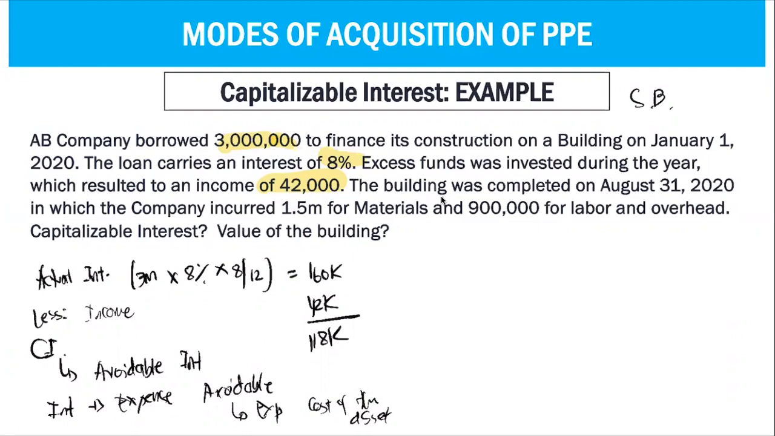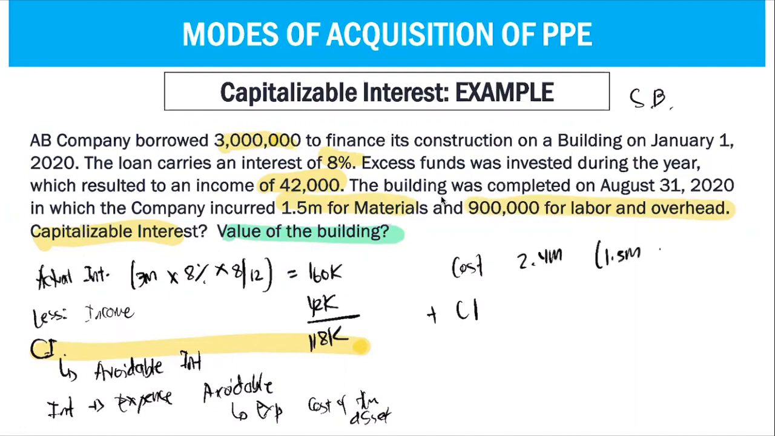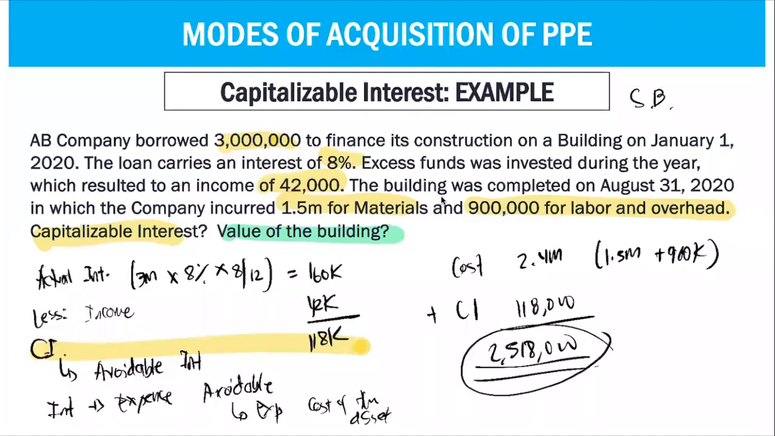So we're done with capitalizable interest. How about the value of the building? To compute for the value of the building, we have your cost of construction plus the capitalizable interest. So what are the costs of your construction? We have here your 1.5 million for materials and 900,000 for labor and overhead. So this is 2.4 million. Plus the capitalizable interest of 118,000. So 2.4 million plus 118,000 will give us 2,518,000 pesos. So this is the cost of the building already.